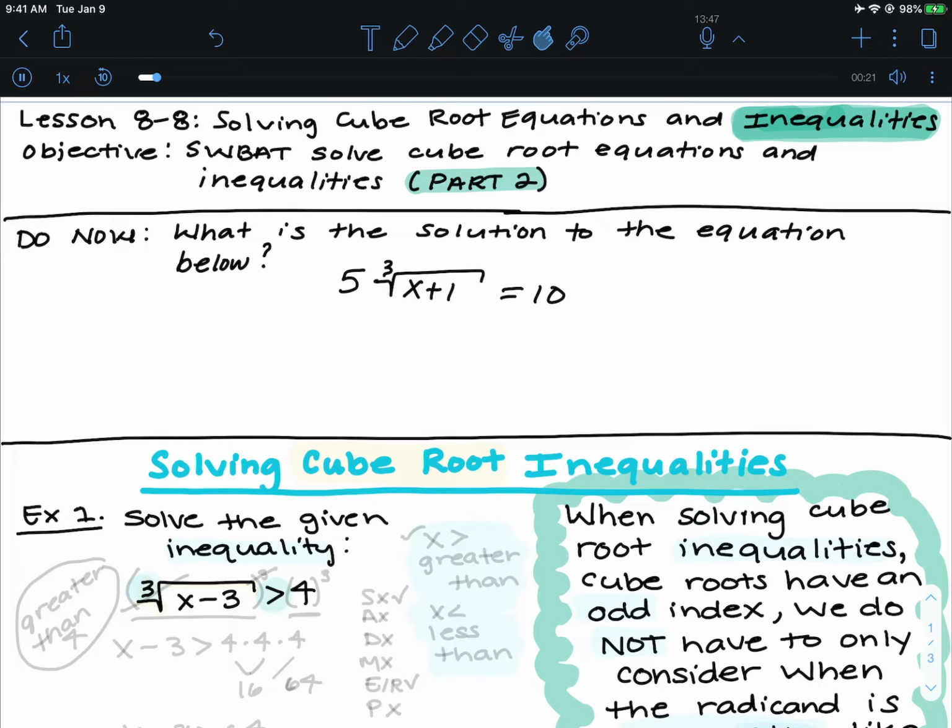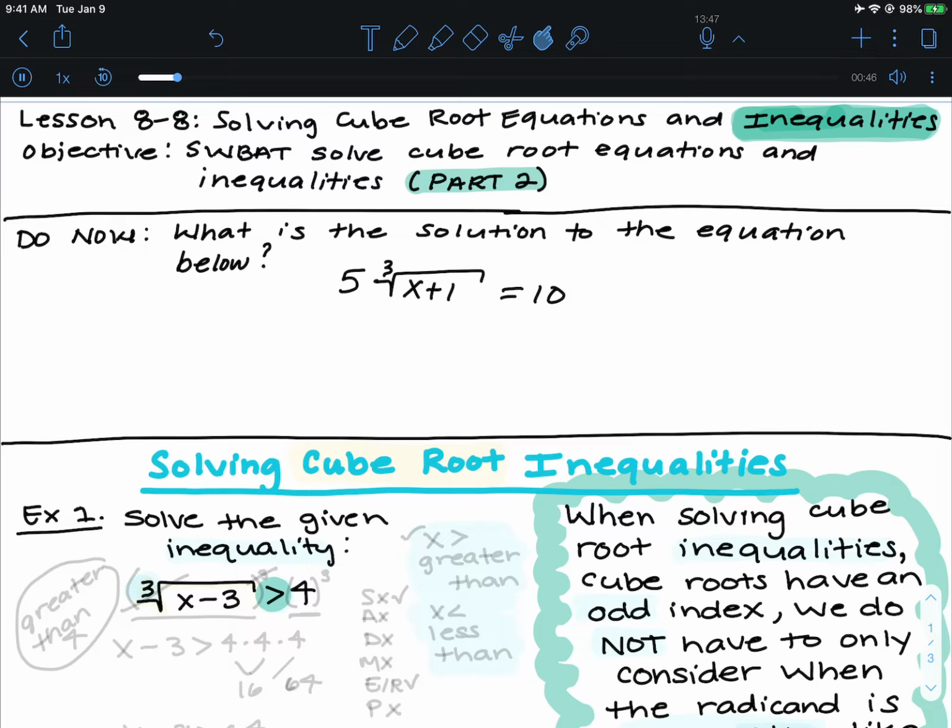Now, we do have this do now question, which you should have already solved by now using the link in Teams. So I'm going to continue with today's. For today, we're going to be solving cube root inequalities. That means that all of the problems today are going to have this type of symbol, not like yesterday's problems where they all had equal signs.